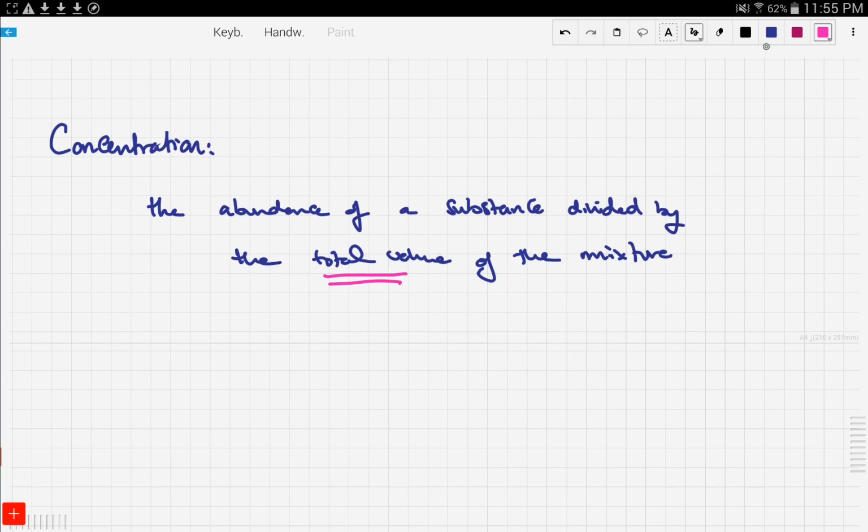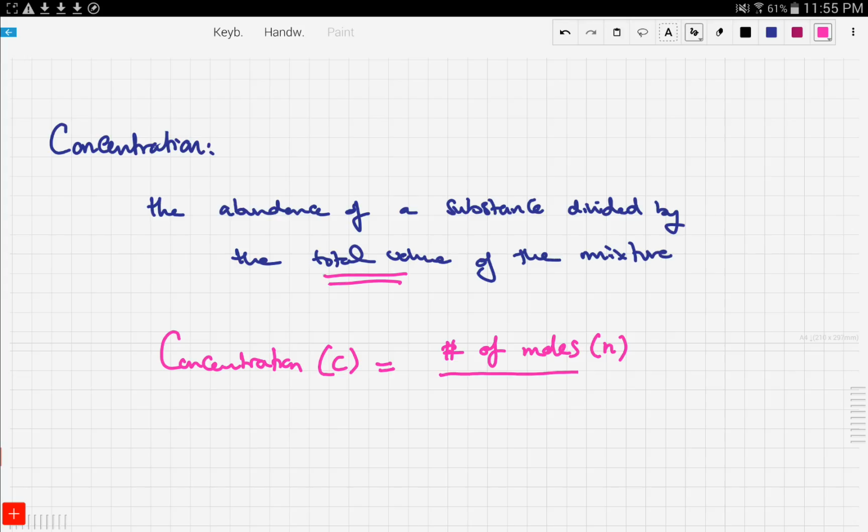And we have a very famous formula for that. So concentration, denoted by C, is equal to the number of moles, which is denoted by N, divided by the total volume, so V. So C is equal to N over V.